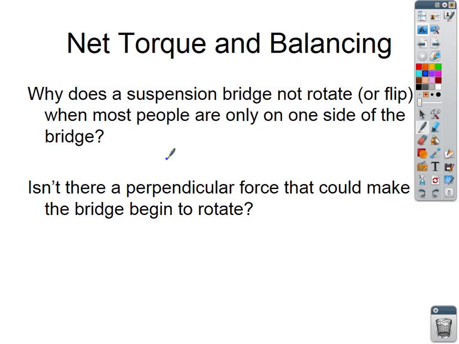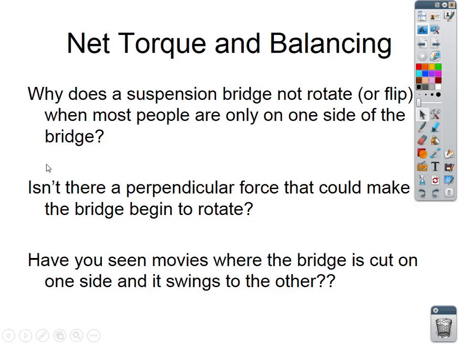If I'm on a bridge that's basically suspended by two ropes, and I'm standing on that bridge, I am applying a weight straight down. Why can't this bridge rotate counterclockwise? Because I am applying a perpendicular force. So there are perpendicular forces acting on it. There are torques acting on it. And this is the example I'm giving: these movies where they cut the line and the person swings across.